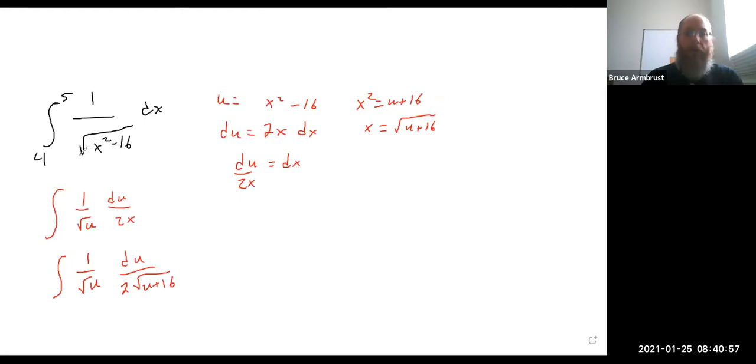And actually, while I'm here, let me go ahead and change my bounds. So when x is equal to 4, u is equal to 0, right? 4 squared minus 16 is 0. And when x is equal to 5, u is equal to 9. So there is that integral, all in terms of u. Let's just make it a little bit prettier here. We'll put a 1/2 out front, going from 0 to 9. And I'm actually going to combine those square roots by multiplying them together. So I get the square root of u squared plus 16u.